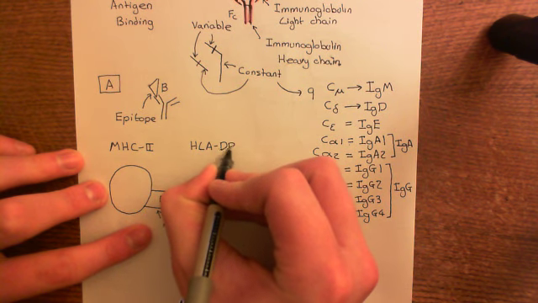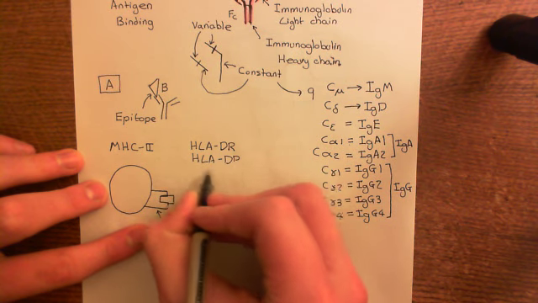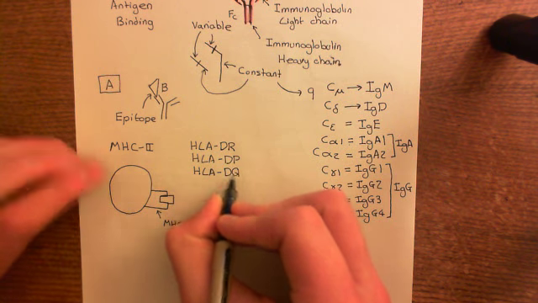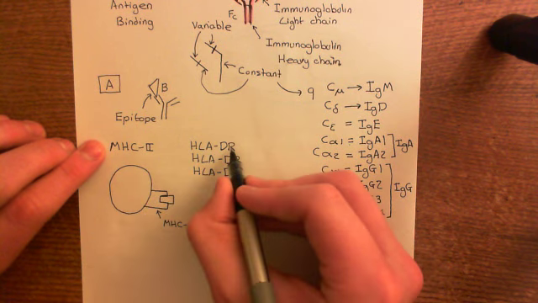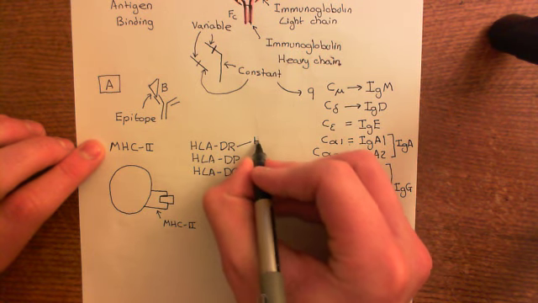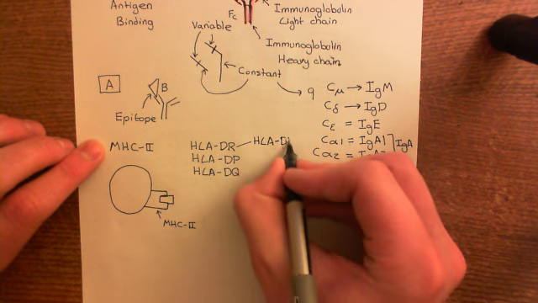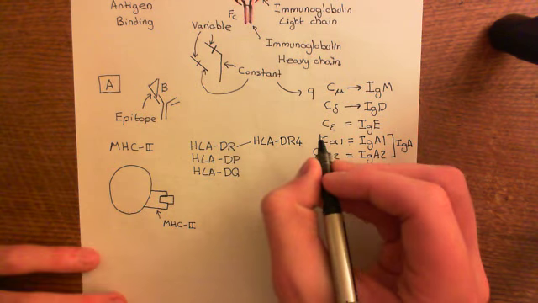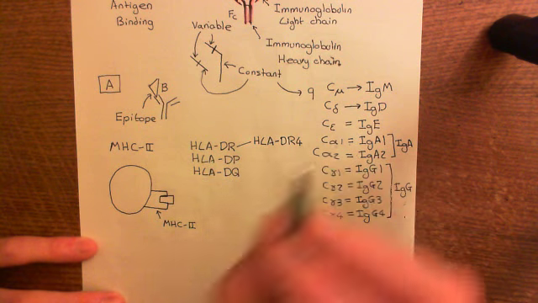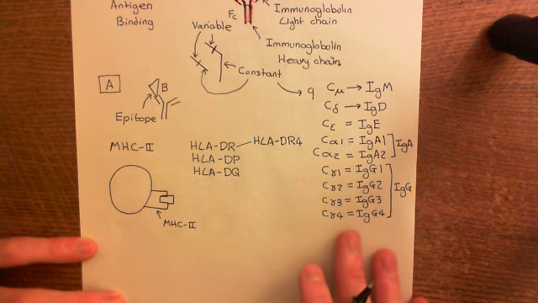There is HLA-DR, there is HLA-DP, and there is also HLA-DQ, and these are all 3 separate types of MHC class 2. For each of these 3 types there are many different alleles. A specific allele of HLA-DR is HLA-DR4, and if you have this specific allele, you are 4 times more likely to get rheumatoid arthritis, basically.